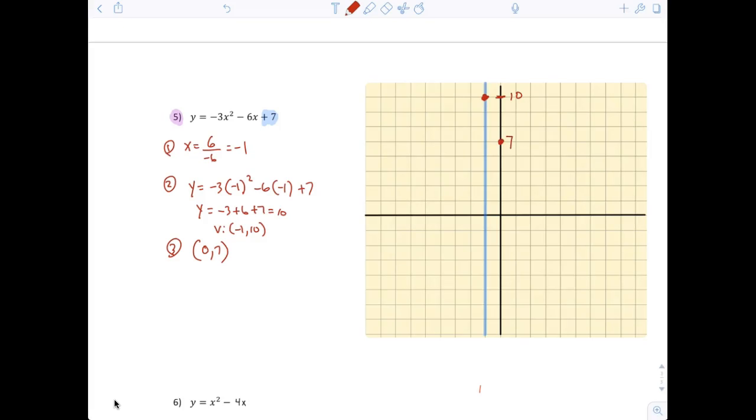So what does that mean? How far away from the axis of symmetry am I? 1 unit away, right? So I should be 1 unit right here. And so now I'm going like this. Everybody good with this?